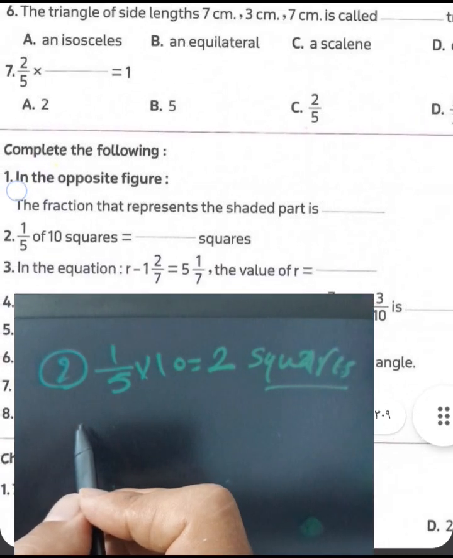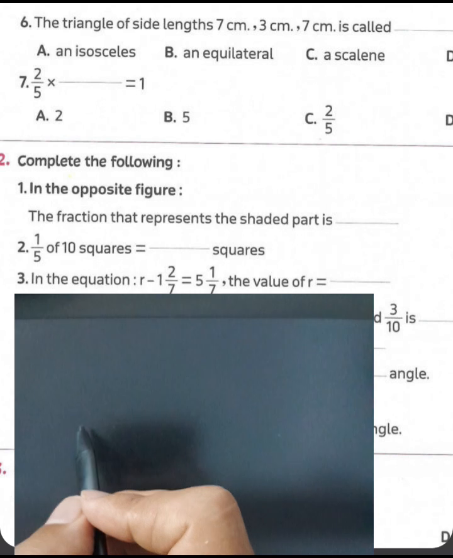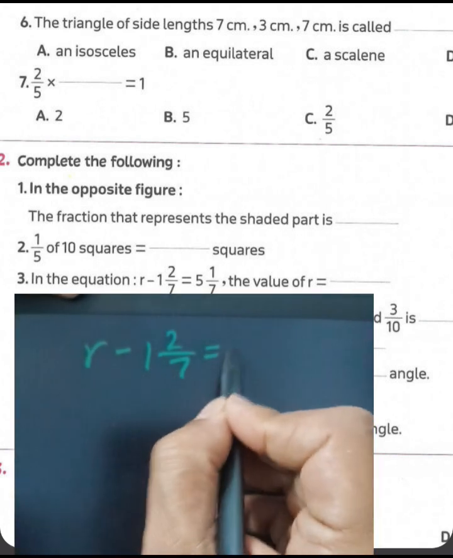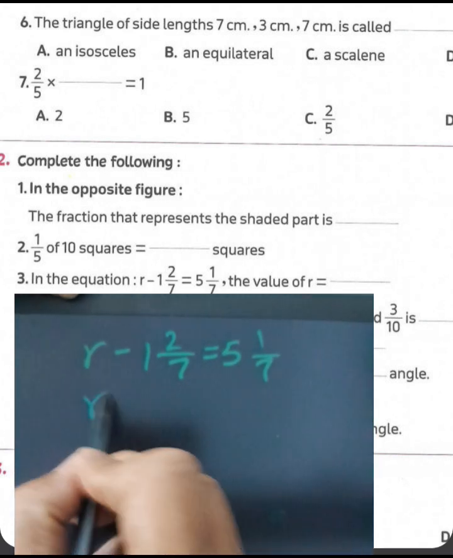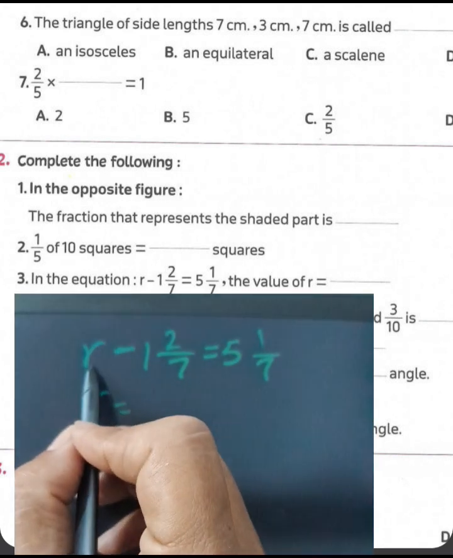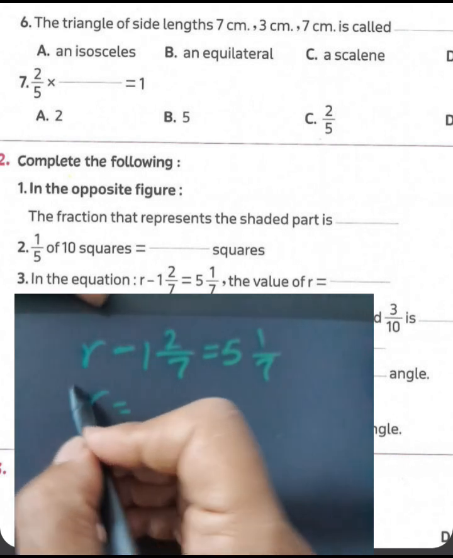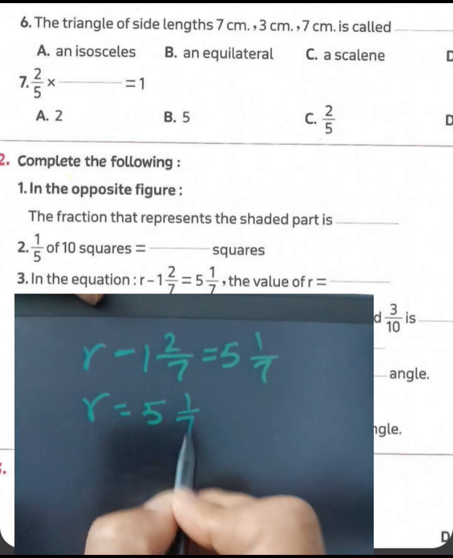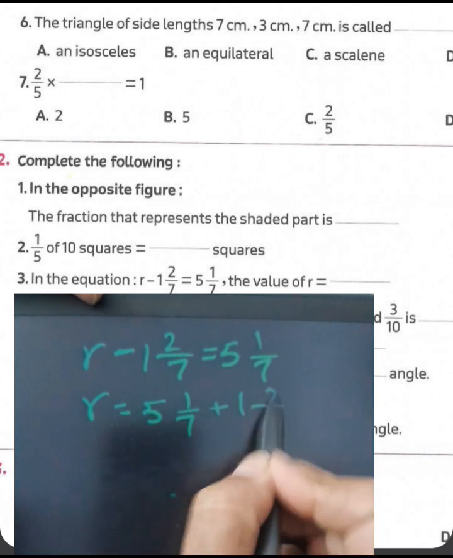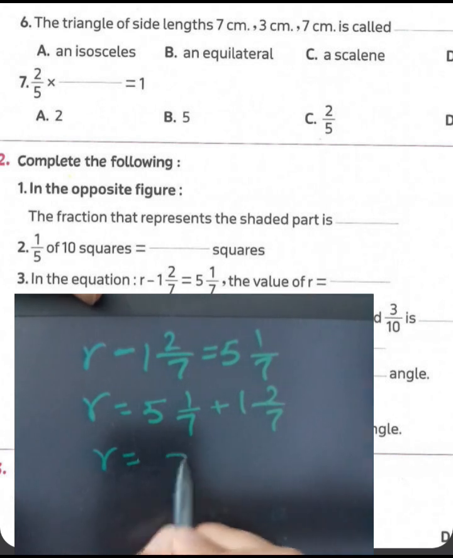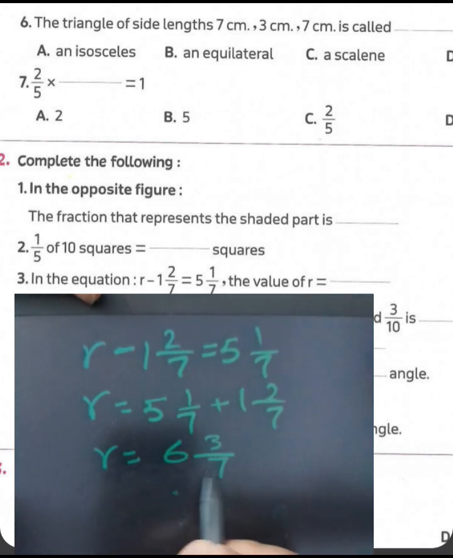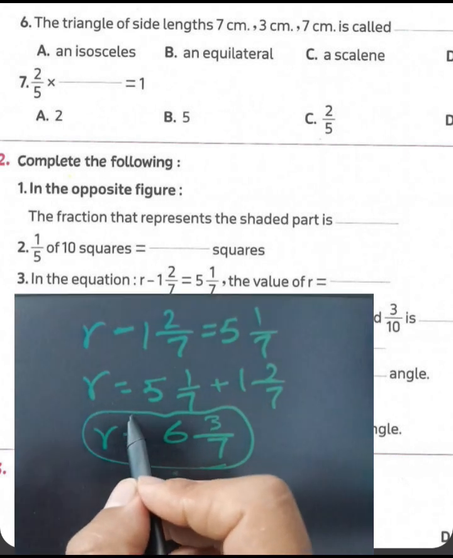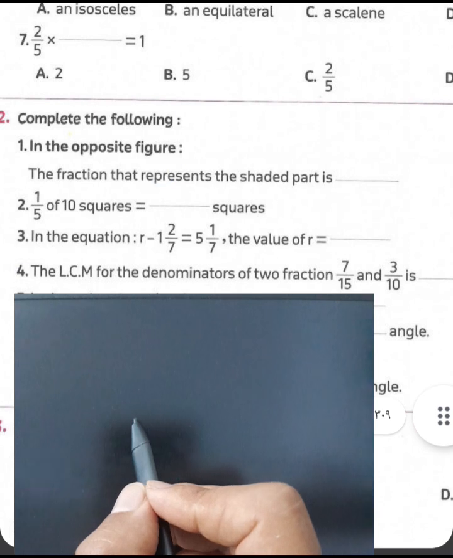Question number 3. In the equation r subtract 1 and 2 over 7 equals 5 and 1 over 7, we can find the value of r. R here represents the minuend. To find the minuend, you must add the difference to the subtrahend. We must add them: 5 and 1 over 7 plus 1 and 2 over 7. Then 5 plus 1 equals 6 and 1 plus 2 equals 3. Then the result will be 6 and 3 over 7, the value of r.